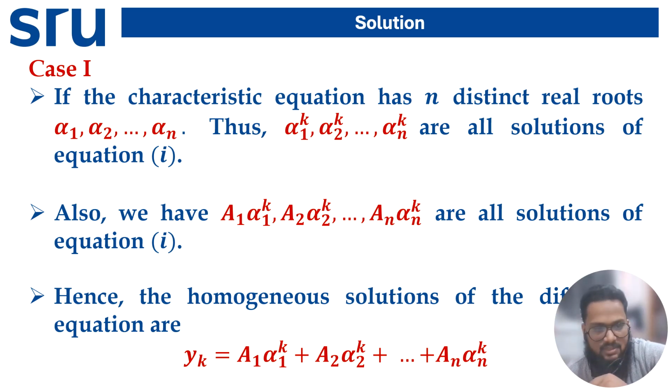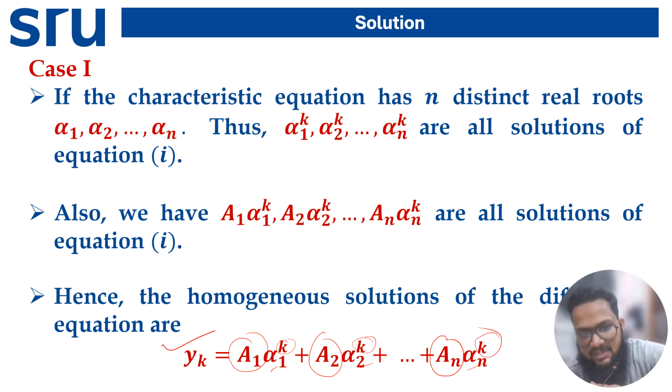So the final solution of the homogeneous equation is yk equals a1 alpha 1 to the power k plus a2 alpha 2 to the power k and so on up to an alpha n to the power k, where a1, a2 and an are all constants. Alpha 1, alpha 2, alpha n are the roots of the characteristic equation, and k is any integer value. This is the first case, where the characteristic equation has n different roots and all are real. We'll discuss all the cases with an example also.